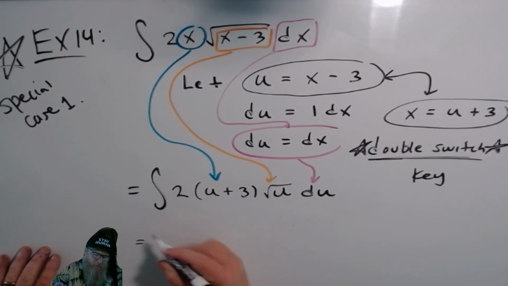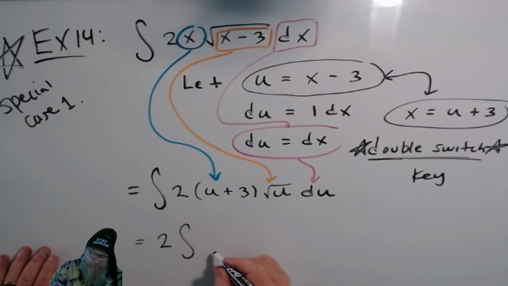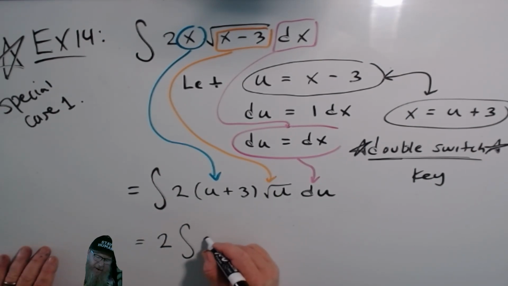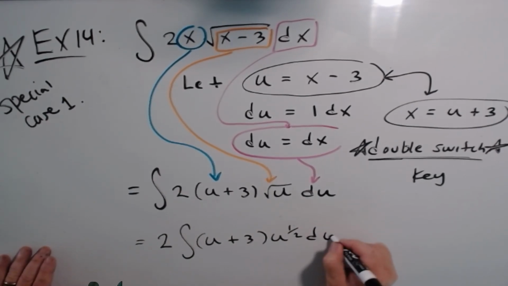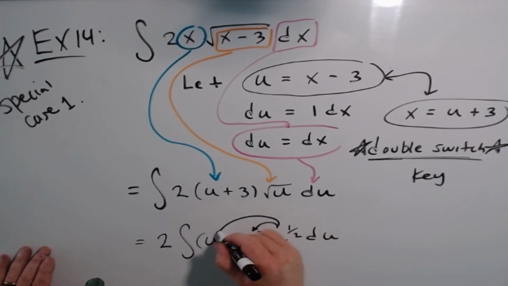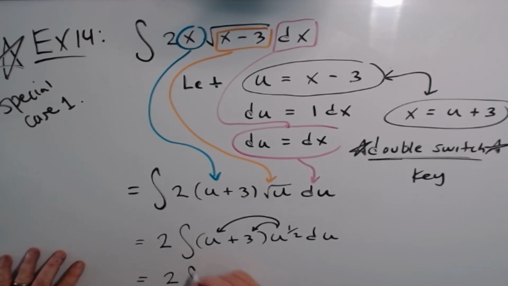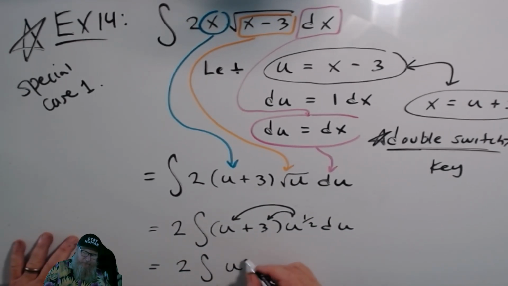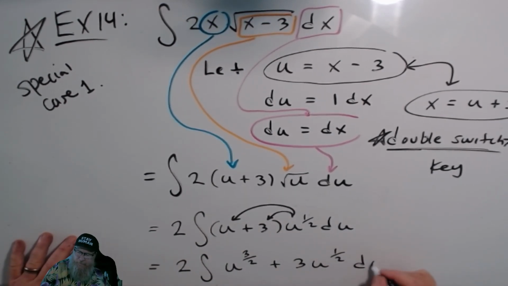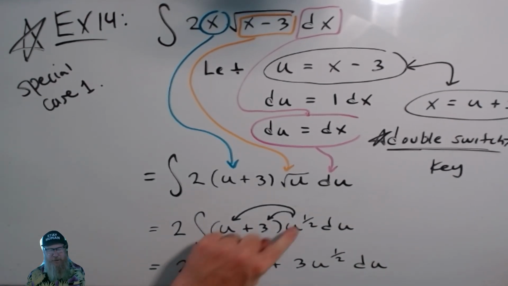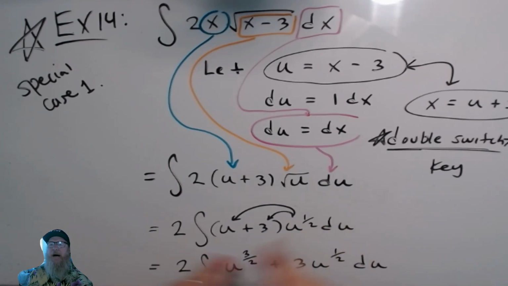I'm going to go ahead and remove the constant, the 2. And then I'm going to write this as u plus 3 times u to the 1/2. And that's going to allow me to use the distributive property. So the distributive property, I can combine this all together, so that I don't have parentheses anymore. The product has been removed. All right.